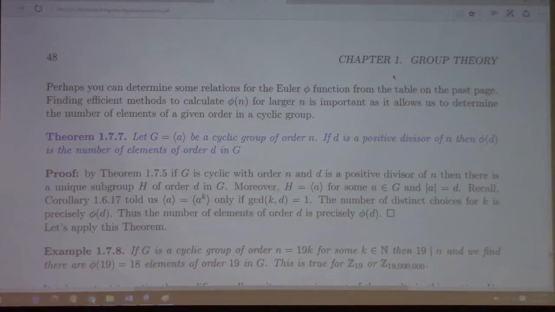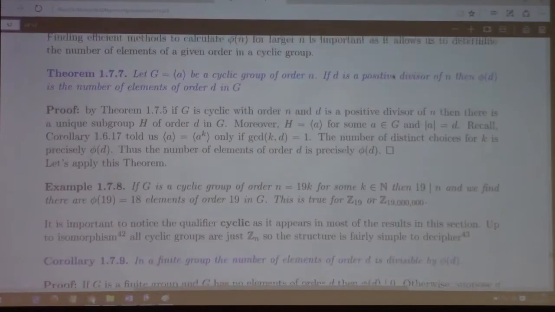How many relatively prime K's are there to D for a given D? That is phi of D by definition. That's the number of relatively prime things to D. Consequently, the number of distinct choices for K is precisely the Euler phi function of D. Thus, the number of elements of order D is precisely phi of D.